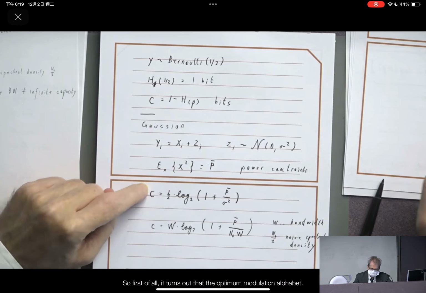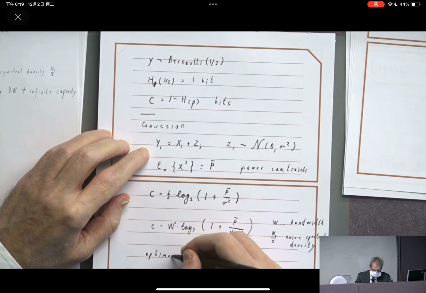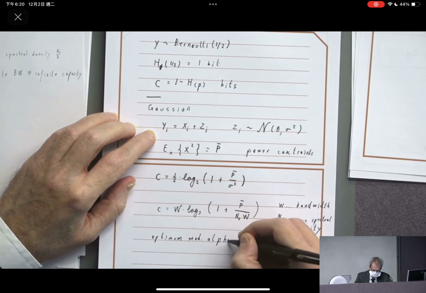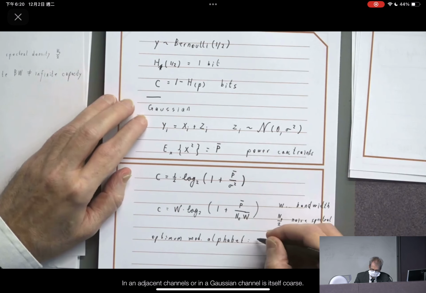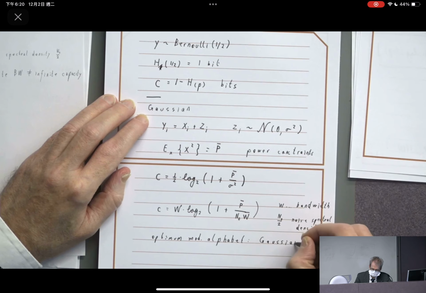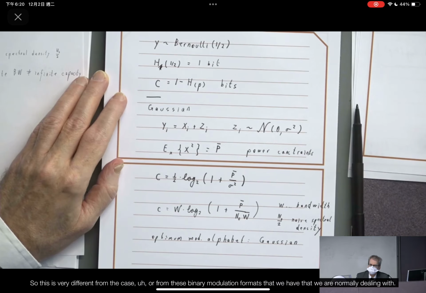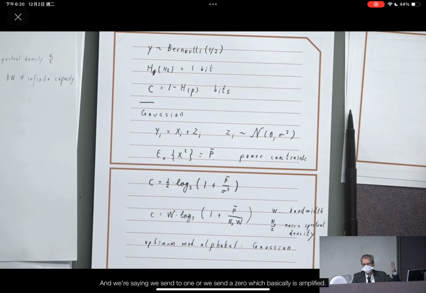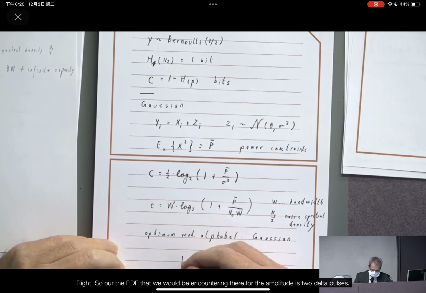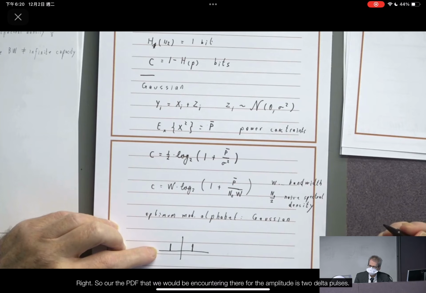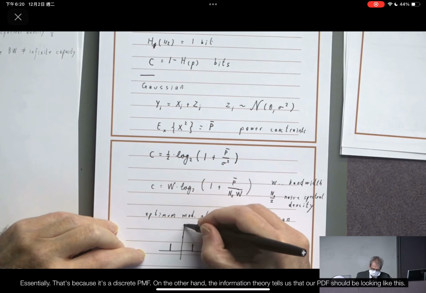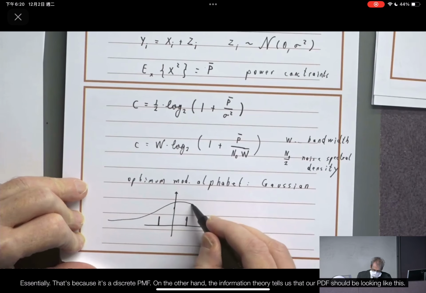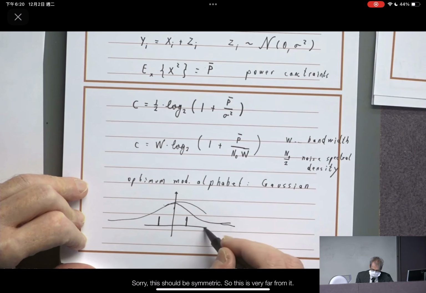First of all, it turns out that the optimum modulation alphabet in an AWGN channel, so in a Gaussian channel, is itself Gaussian. This is very different from BPSK or these binary modulation formats that we are normally dealing with. We're saying we send a 1 or we send a 0, which basically is amplitude. In terms of energy transmission, either we send 1 or we send nothing, or we send something with a positive amplitude and an equally large negative amplitude. So the PDF that we would be encountering there for the amplitudes is two delta pulses essentially, because it's a discrete PMF. On the other hand, information theory tells us that our PDF should be looking like this. Sorry, this should be symmetric. So this is very far from it.